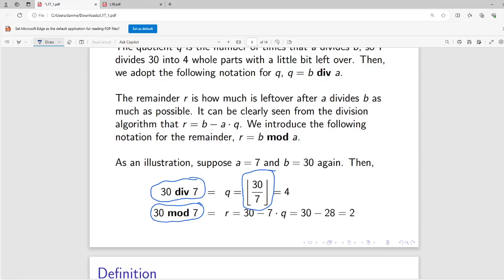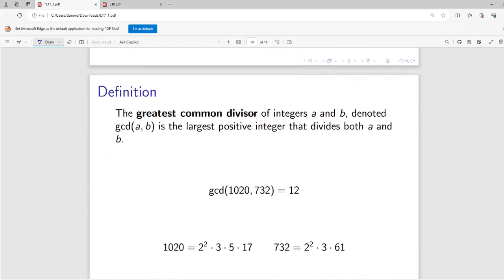Okay? Now, we care about this because it turns out to be super important to find the greatest common divisor of two integer values, especially for internet security. So given two integers, right, what is the largest divisor of both those numbers? So it's a number that divides 1020, for example, and divides 732. And it has to be the largest number that divides both of these things. It turns out to be equal to 12, right?